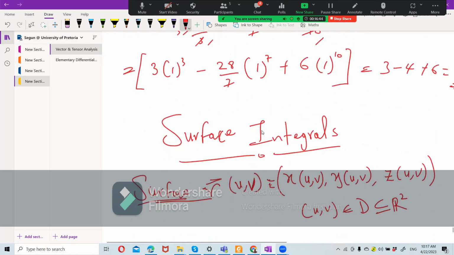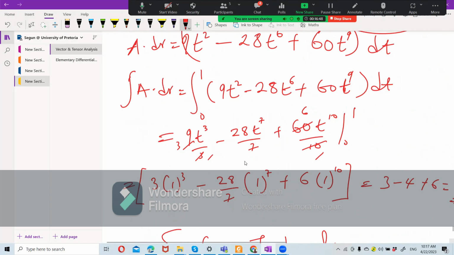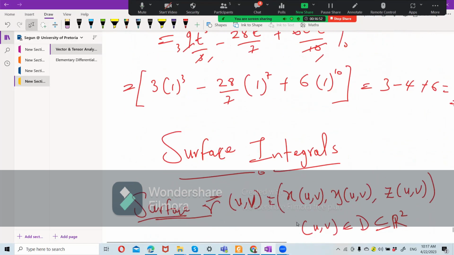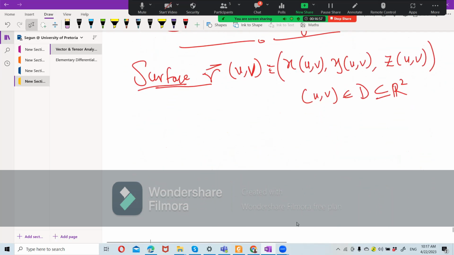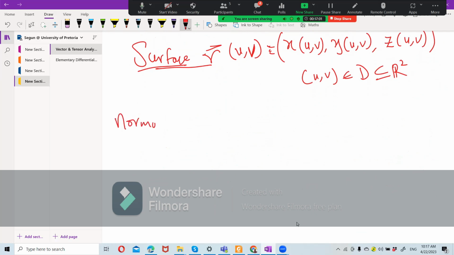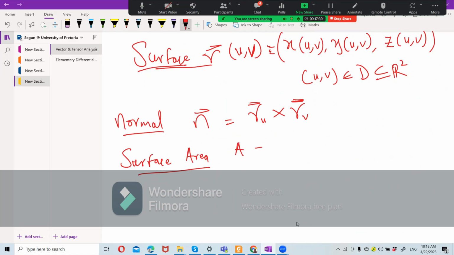But when you have the area, or normal rather, how do we write the normal? For normal, they can ask you to calculate the normal of it. Normal is this: R_U cross R_V. Then they can also ask you to calculate the surface area, which is represented by A, which is the integral over D of the absolute value of the normal, dU dV.